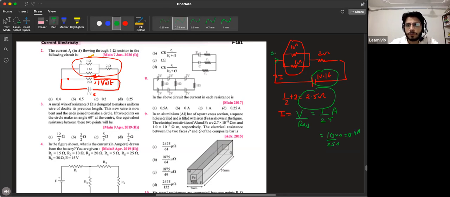What will happen to the current when it reaches here? See, your current will have two paths, so it will divide into two parts. 0.4 will divide into two parts, 0.2 and 0.2. So the current passing through this 1 ohm is 0.2 only. Clear?